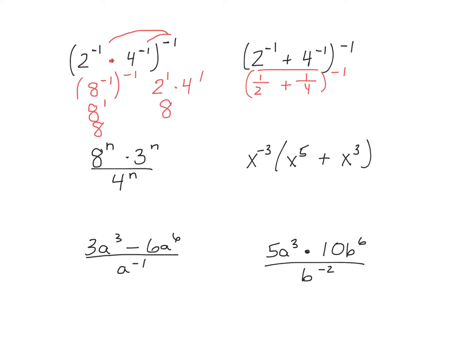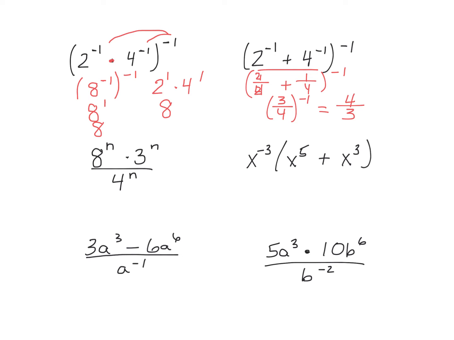So now I'm adding fractions. I could get a common denominator. 1/2 is 2/4. 2/4 and 1/4 is 3/4. And now, since I have just a single fraction, I could flip that because I'm taking it to the negative 1 power.